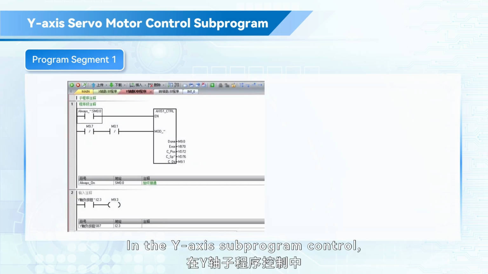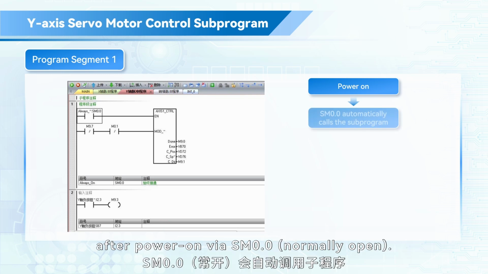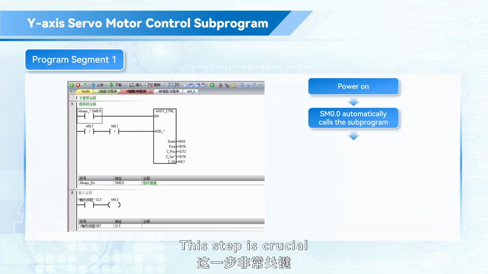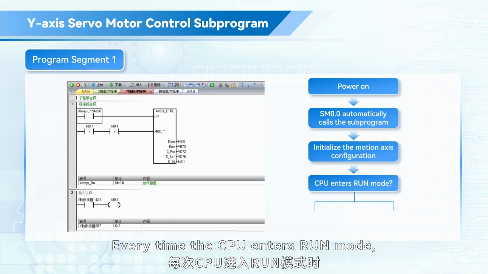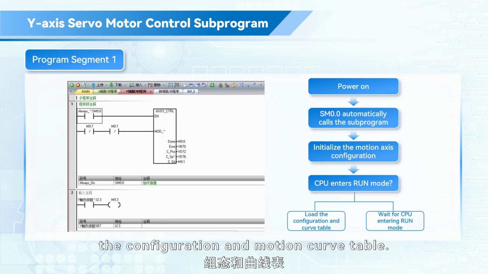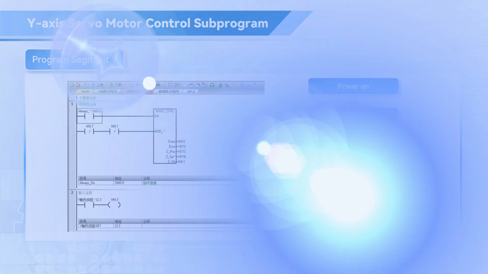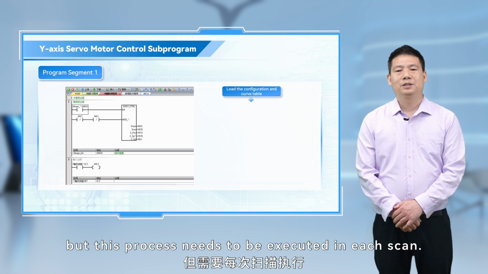First, let's look at Program Segment 1. In the Y-axis subprogram control, the subprogram is automatically called after power on via SM0.0, normally open. This step is crucial as it handles the initialization of the motion axis configuration. Every time the CPU enters run mode, it automatically loads the configuration and motion curve table. Each axis is initialized only once, but this process needs to be executed in each scan.